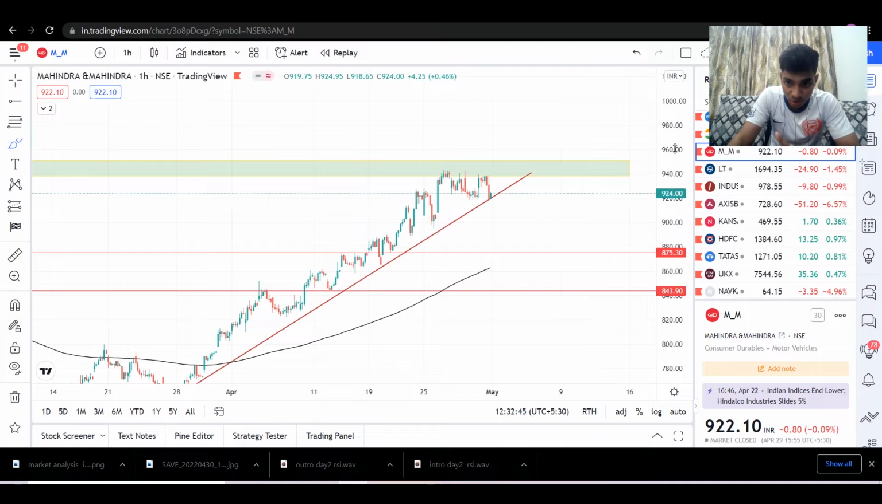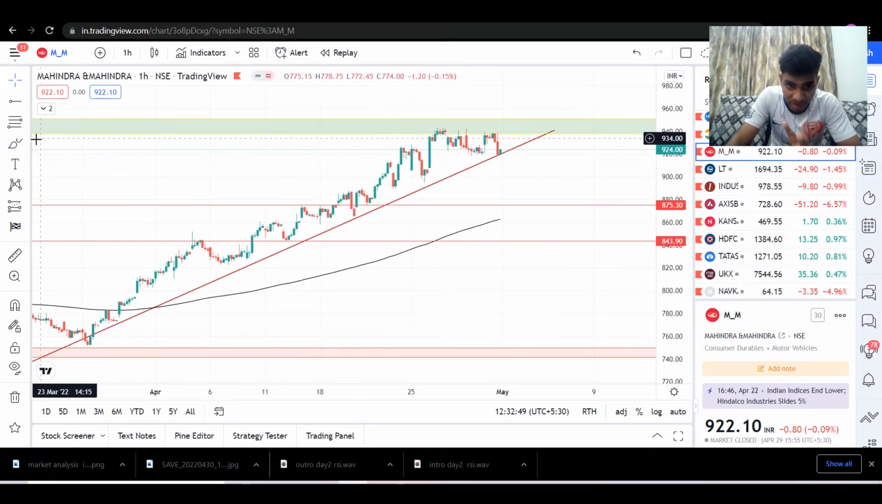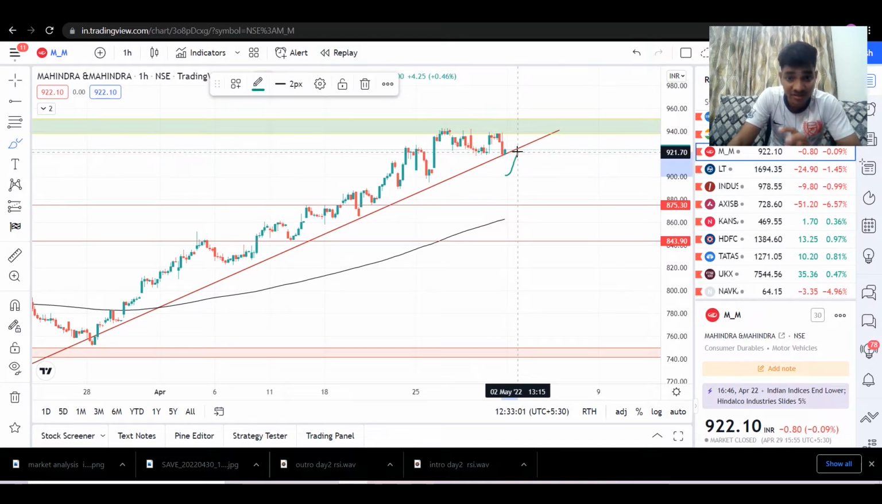Now as soon as tomorrow, that is on Monday, if Mahindra and Mahindra gives a closing below the previous day's low, you can immediately go for a short. Or if it opens with a gap down, just wait for price action. If it starts coming up and takes any sort of rejection candle, you can immediately short it and put a stop loss above that candle's high, and you can go for a target of 874 and 843.